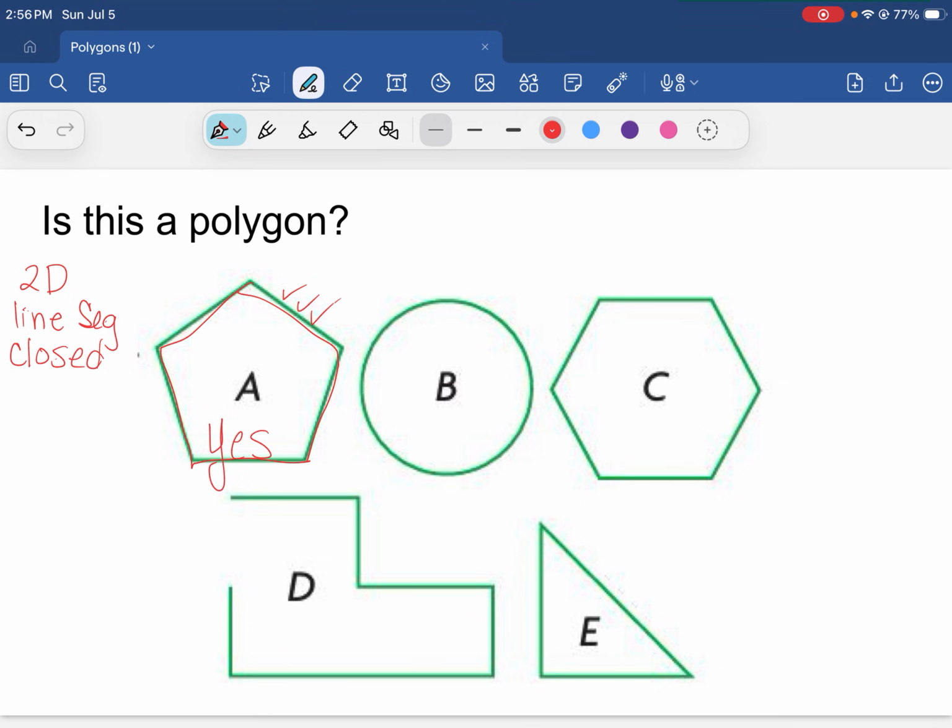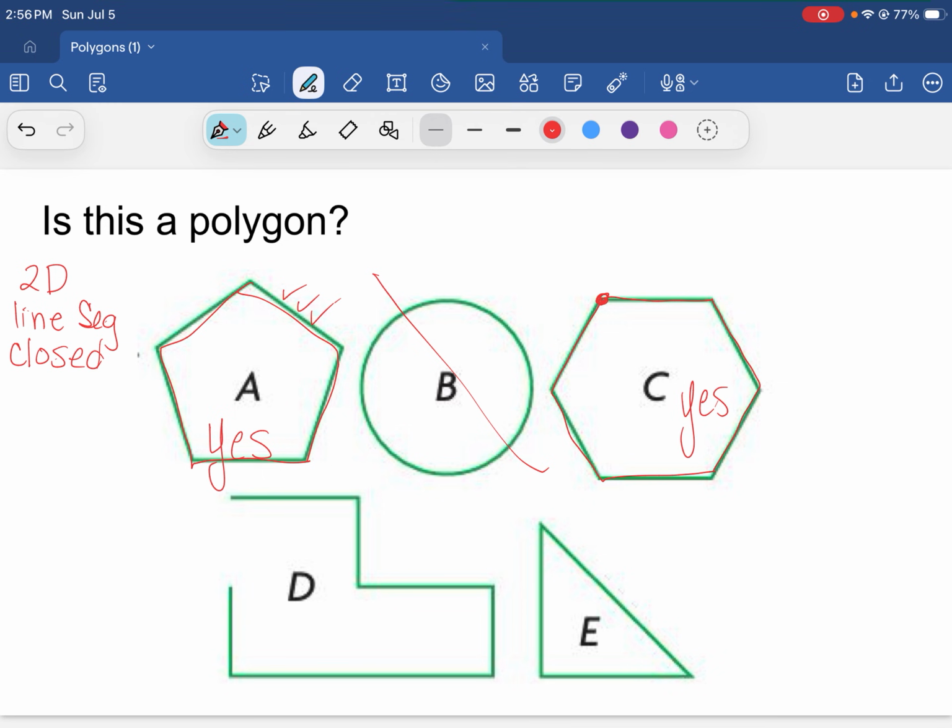If we look at B, we can say, is it 2D? Yes. Does it have line segments? No, it has curved edges. It is not a polygon. Let's look at C. Is it 2D? Yes. Does it have line segments? Yes, it does. And is it a closed shape? Does it stop and start at the same point? Yes. So C is a polygon.